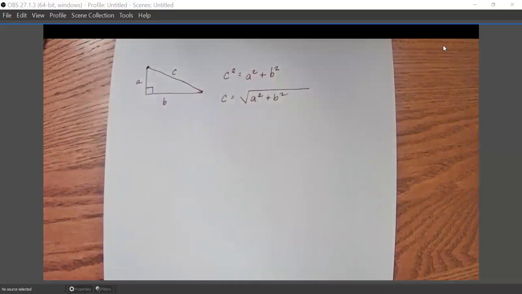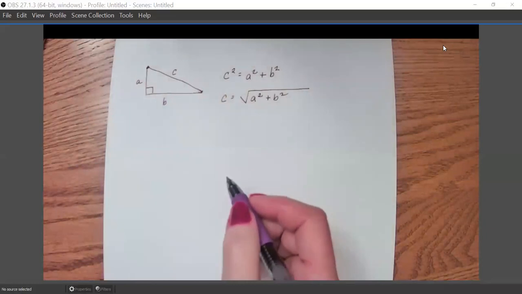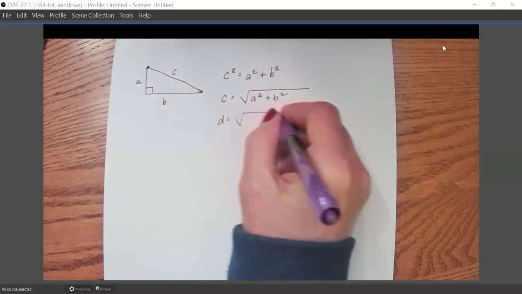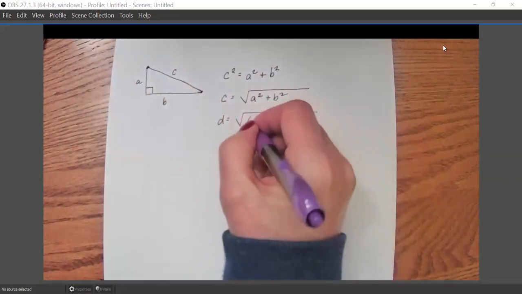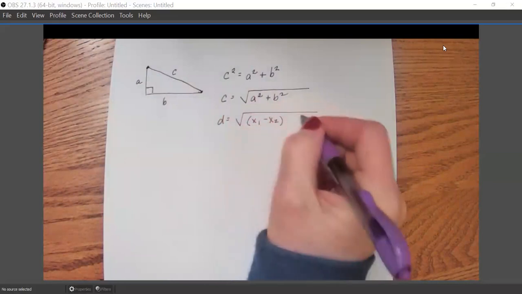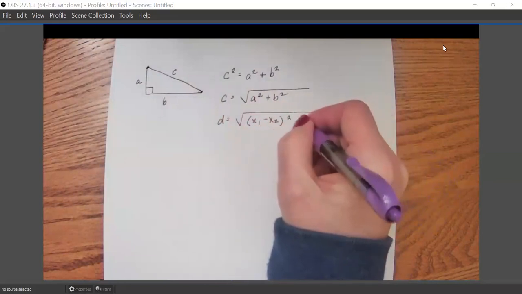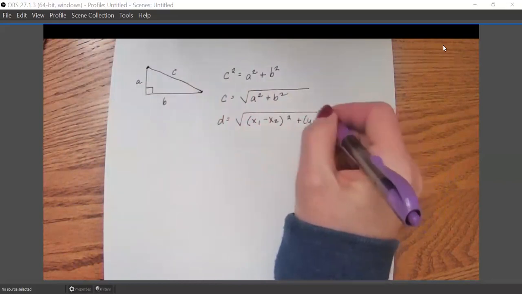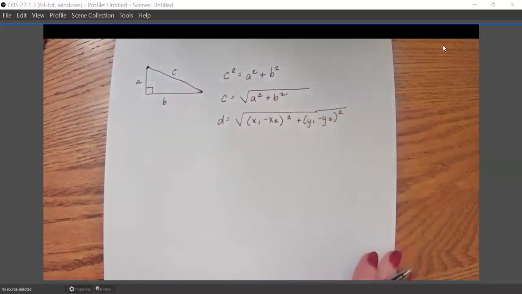Now, if we were given 2 points, 2 xy values, the distance between the 2 points is the square root of the x of the first value minus the x of the second value squared, plus the y of the first value minus the y of the second value squared. We will be using this all the time. So that's a reminder of the Pythagorean theorem and the distance formula that we're going to be using.